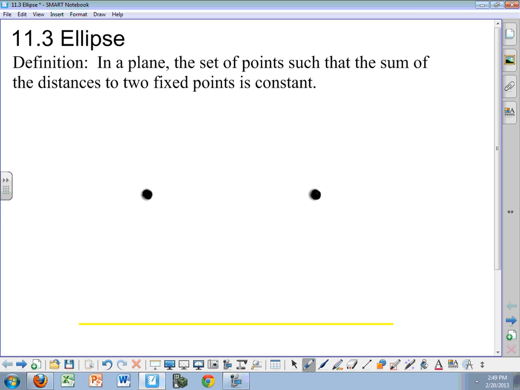The definition here: in a plane, the set of points such that the sum of the distances to two fixed points is constant. And this is the key word here, constant. As you can see at the bottom of the screen, I've got a yellow line that is representing that constant sum. In other words, if you pick a point that would be on the ellipse, then the distance from the first fixed point to that point would be d1, and the distance from the point to the other fixed point would be d2, and d1 plus d2 in all cases should equal that yellow line.